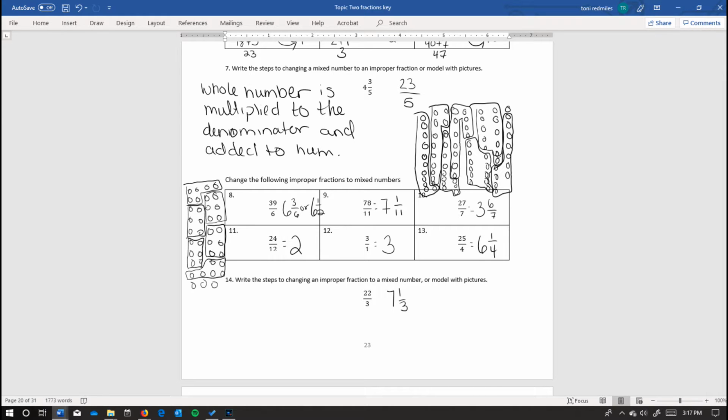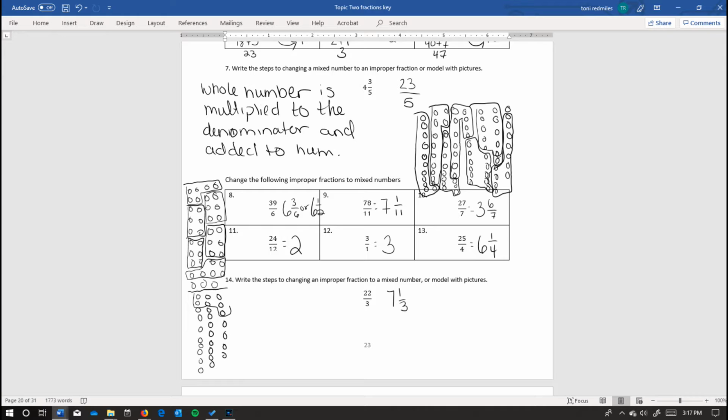One last one that I'll model, and then I'm going to show you the math. So 1, 2, 3, 4, 5, 6, 7, 8, 9, 10. 1, 2, 3, 4, 5, 6, 7, 8, 9, 10. 1, 2, 3, 4, 5, 6, 7. All right, and I'm putting them in groups of 7 this time.